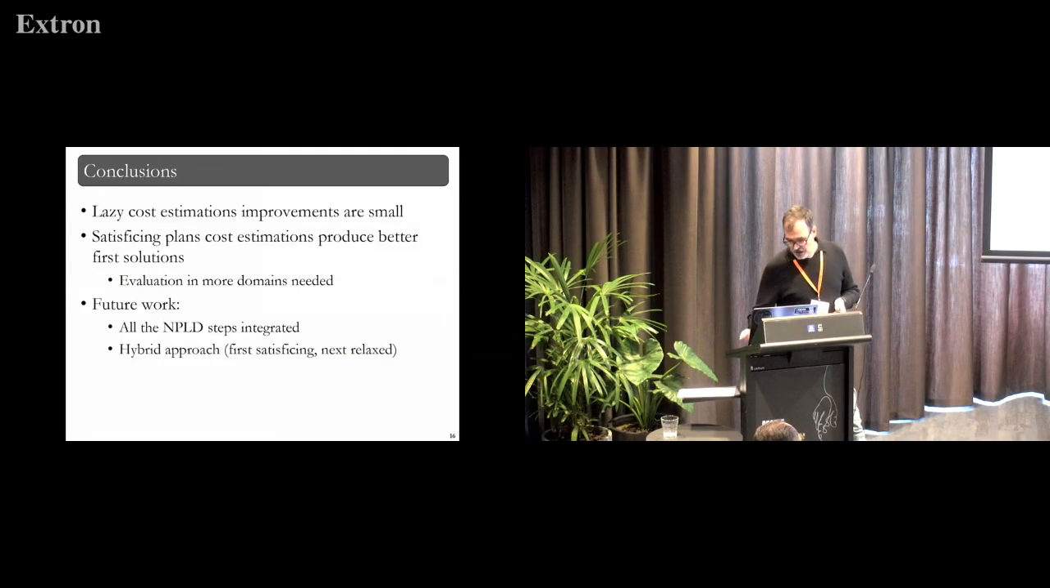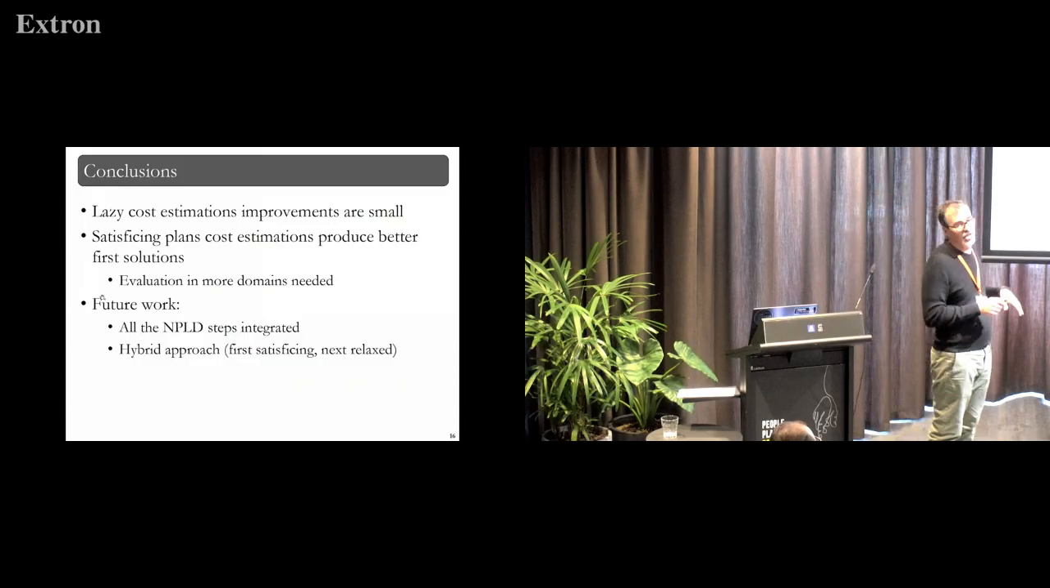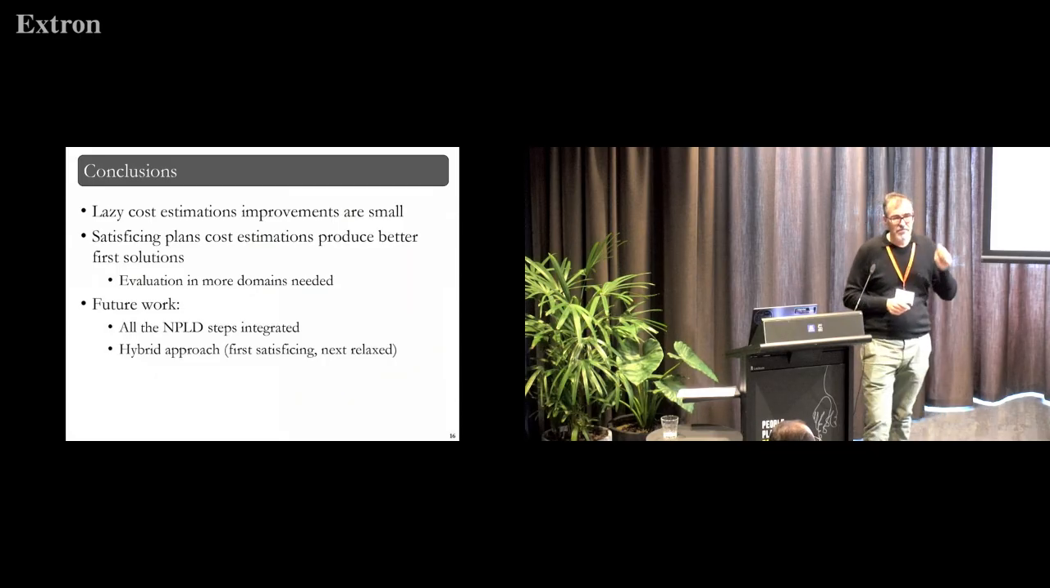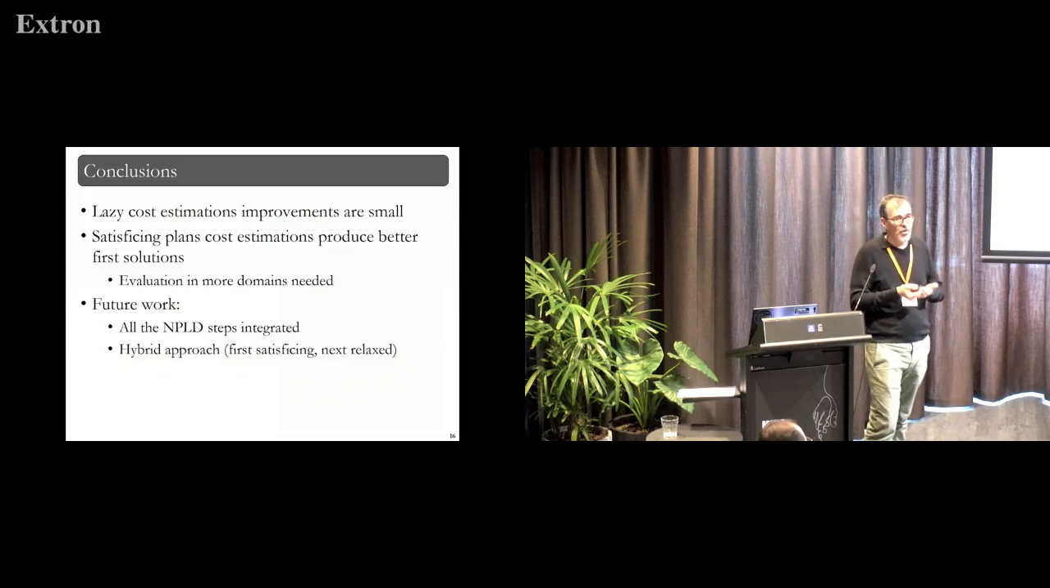Okay, and in this case, just using lazy evaluation gives better results in almost 60% of the domains. Okay, so as conclusions, we can say that doing less evaluations is improving, but improvements are not big, and that we can use satisficing plans. It's possible to use them, and they produce better first solutions, but we need to do evaluation in more domains to check if this is really worth it or not.